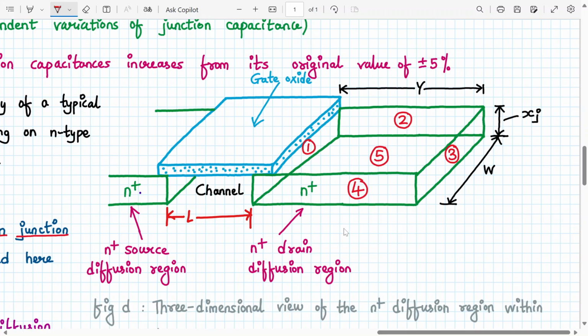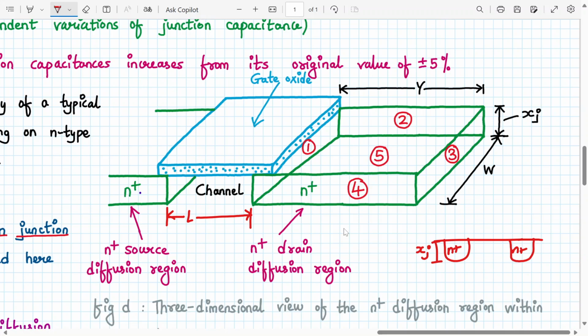What is Y? This is the three-dimensional view of the n plus diffusion region within the p-type substrate. So here below we have all p-type substrate. What is xj? Remember we have been drawing this p-n junction for a long time. The depth of this junction is called xj. Are you understanding? So this is xj, this is W.